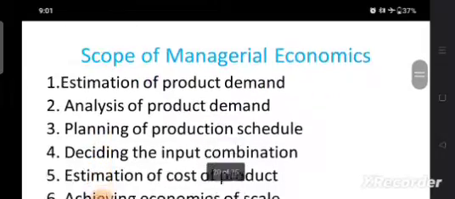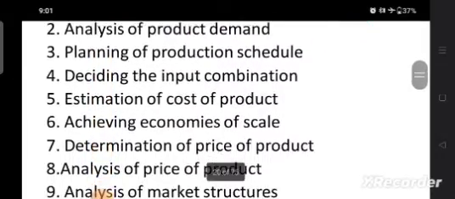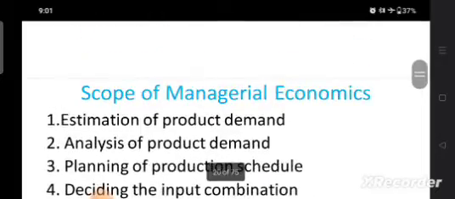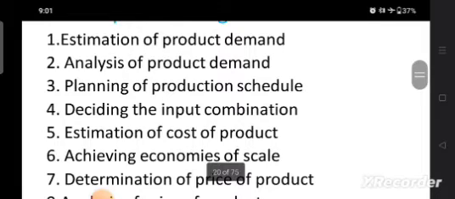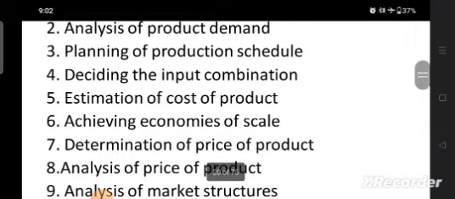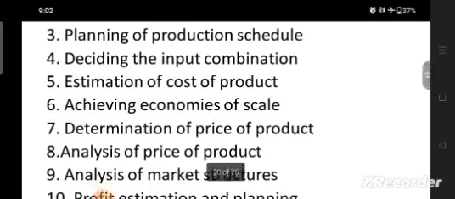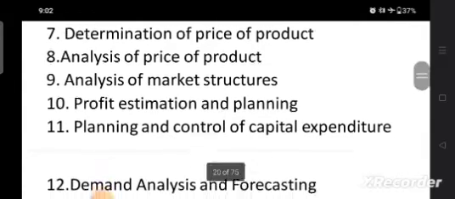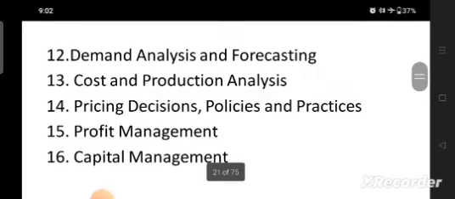And the next one is the scope of managerial economics. So these are a few scopes of managerial economics. The first one is the estimation of product demand, analysis of product demand, planning of production schedule, deciding the input combination, estimation of cost of product, achieving economies of scale, determination of price of the product, analysis of price of the product, analysis of market structure, profit estimation, planning and control of capital expenditure, demand analysis, cost and production analysis, pricing decisions and practices, and profit management and capital management. Let us see one by one.